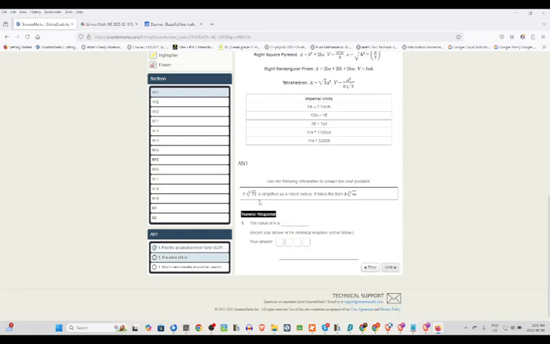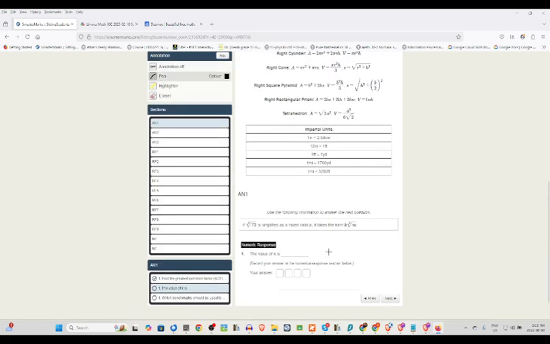Now here, cube root of 72. 72 is 8 times 9. 8 is a perfect cube. 9 is only a square. So it's actually the factor of 2 that gets pulled out. The 3 stays in, but we're only asked for that coefficient when it's simplified as a mixed radical.